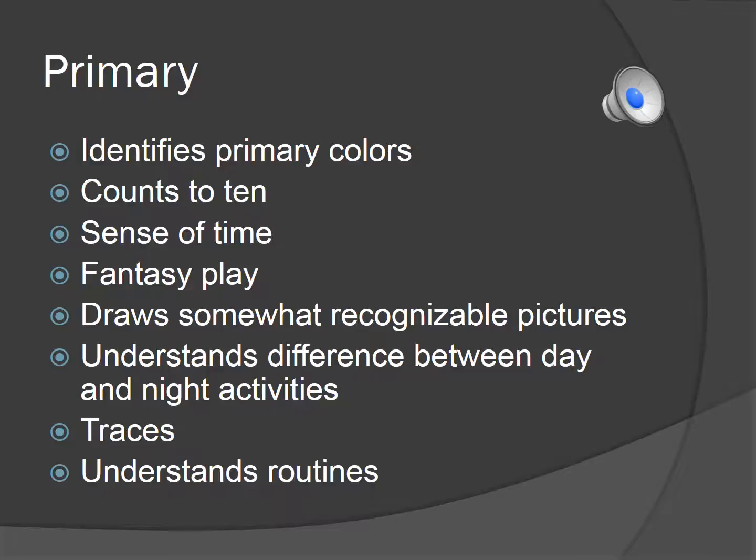A child is normally able to identify primary colors. They usually can count to 10 and have a fair sense of time. They often spend their time in fantasy play. They can understand the difference between day and night activities, which helps them understand routines. And they can draw somewhat recognizable pictures, but they also spend a lot of time tracing.